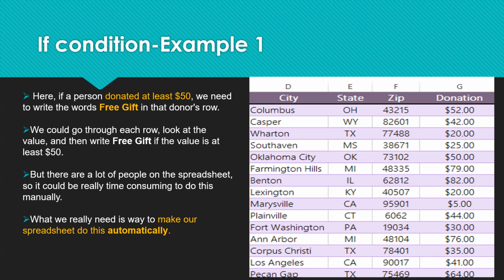So let's see example one. If a person donated at least $50, we need to write the words free gift in the donor's row. Let's say there is a set of records with the person's city name and the donation they have given. We could go through each row, look at the value, and write free gift if the value is at least 50. But there are a lot of people on the spreadsheet, so it would be really time consuming to do this manually. What we really need is to make our spreadsheet do this automatically.